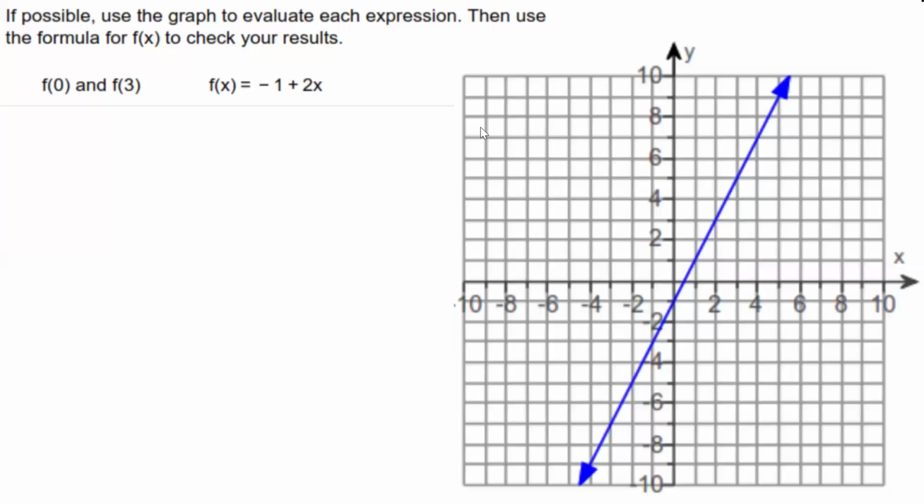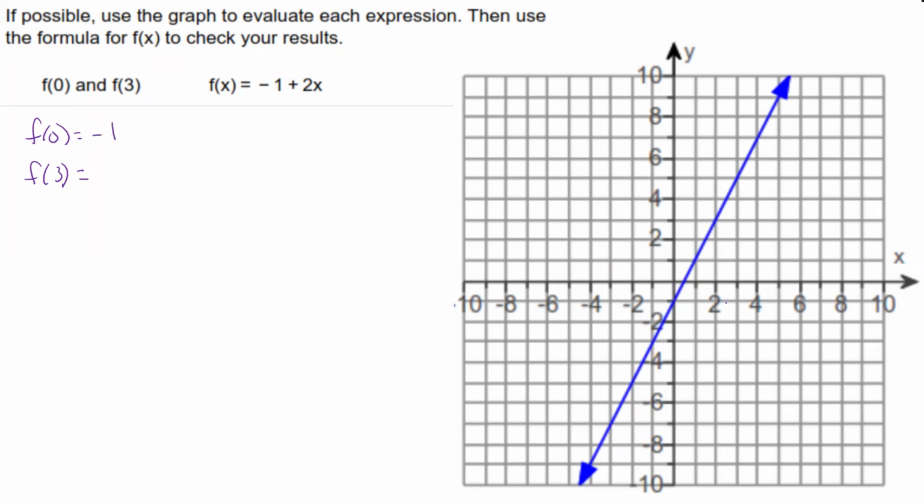All right, so here we're supposed to, if possible, use the graph to evaluate each expression, then use the formula f of x to check the results. Okay, so we're supposed to find f of 0 from the graph and f of 3. Easy enough. F of 0. Well, 0 is x equals 0, so that is equal to what? Well, that's equal to a negative 1 for y.